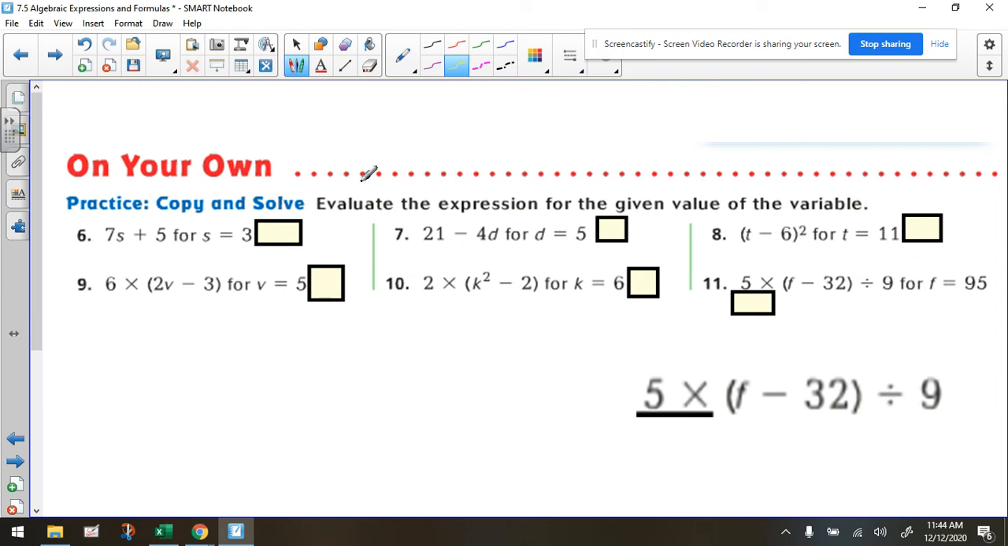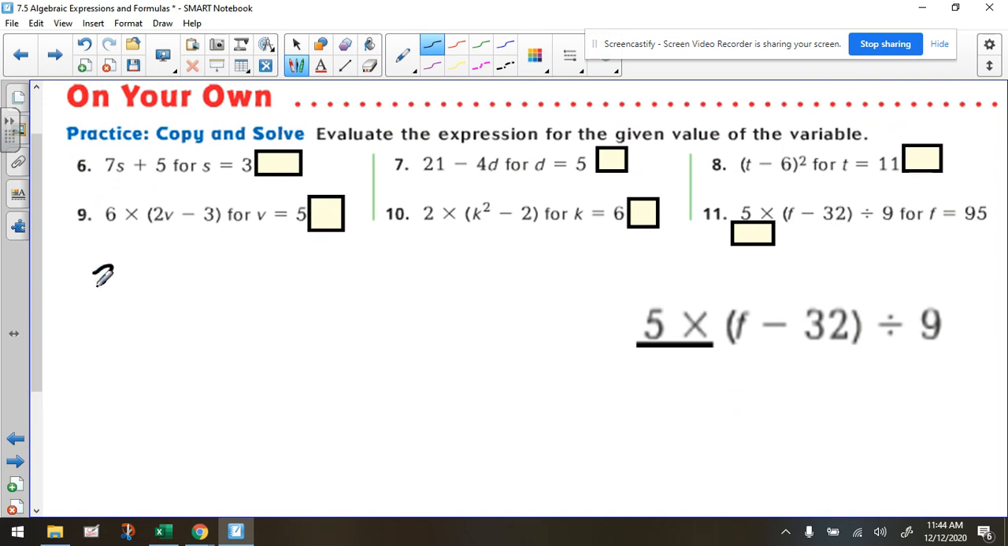So if we do number 10, I'm going to rewrite that, because remember, step 1 is always good to just rewrite the expression. So I'm just going to put the written version of that. So that's 2 times k squared minus 2. There's the expression. Now we have to substitute in the value 6 for k. So we rewrite everything, even though we don't like it. And instead of putting a k, now we're going to substitute in the 6 for that, but don't forget about the exponent. And then we're subtracting 2.